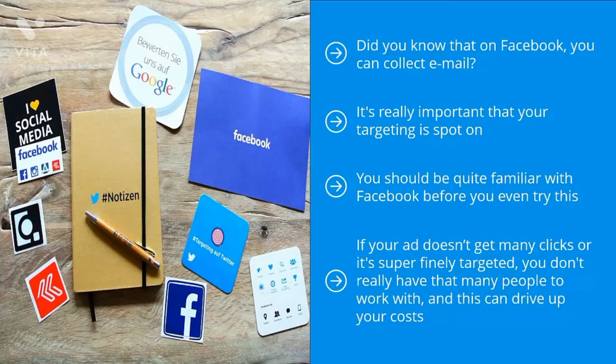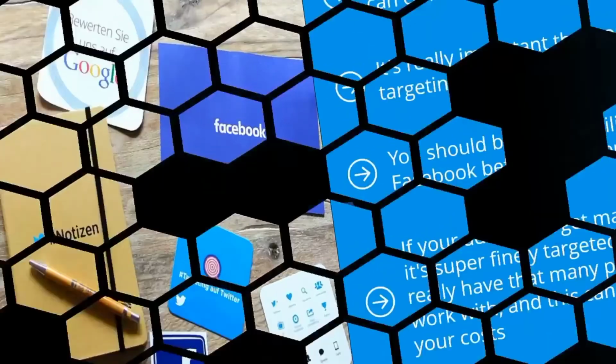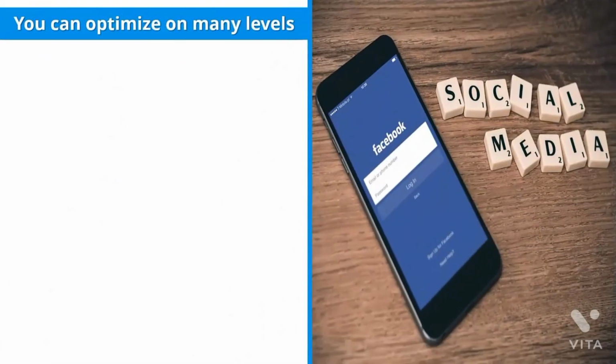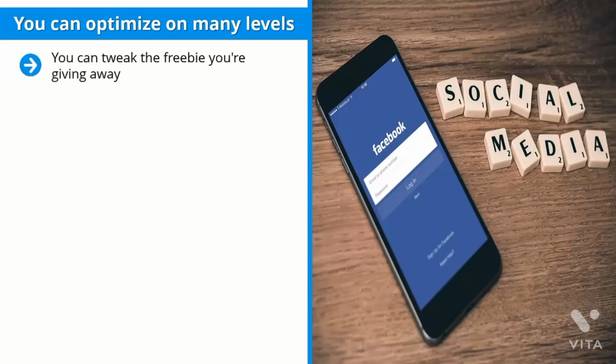You have to know how to optimize your ad campaigns on Facebook for this to make sense. You can optimize on many levels. There are 3 levels you can optimize. Level 1, you can tweak the freebie you're giving away. This is the free stuff that you're giving away, so people are motivated to enter their email address into your form. Maybe you're giving away free membership access. Perhaps you're giving away a booklet or a book or a report, a set of templates, a set of graphics, possibly even giving away software or a mobile app.